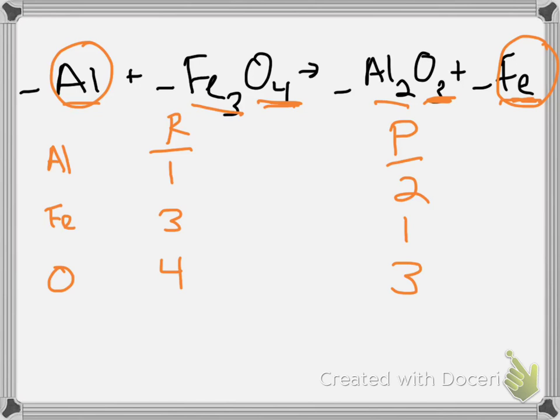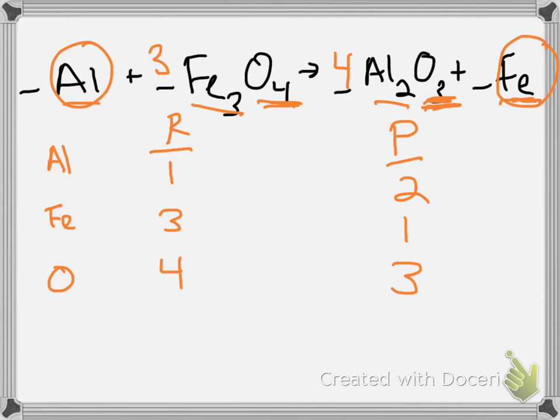You need to think about what is the least common multiple with 4 and 3. And so 4 and 3, they have a common multiple of 12. In order to make this 12 oxygens, I would have to put a 3 here because 4 times 3 gives us 12. And in order to make this 12 oxygen, I would have to put a 4 here because, again, 4 times 3 equals 12.